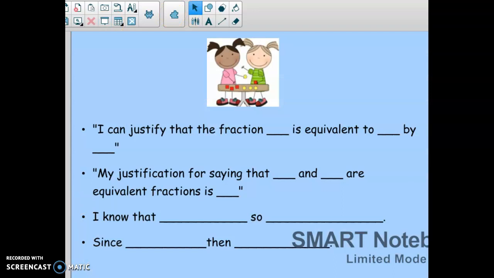Try to use math language to justify your thinking. Again, on the back of a math journal page, try it. Pick a sentence starter to write about 1/4 and 2/8. Pause this video to write your sentence.